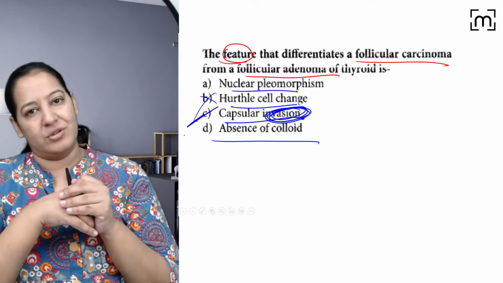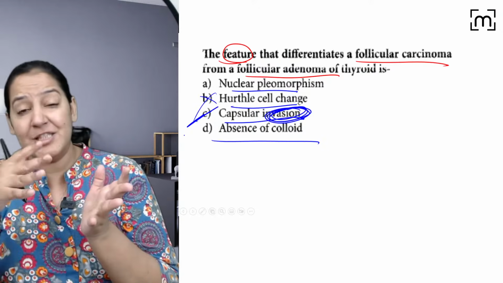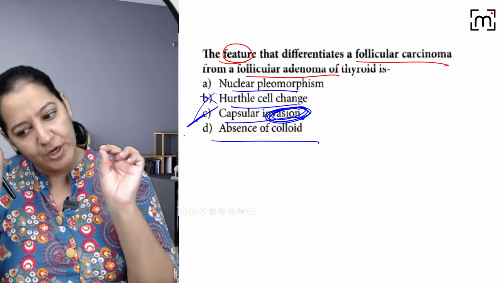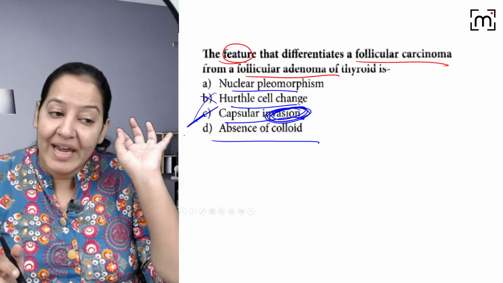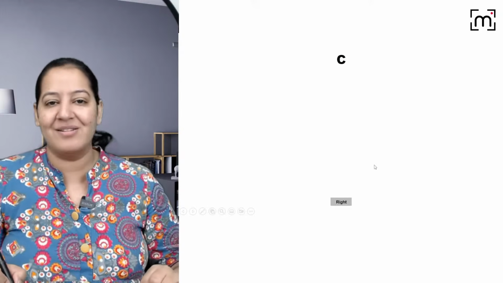Hurthle cell can occur in both. Adenoma also, carcinoma also. It is a variant. You cannot say it is peculiar for carcinoma only. Whatever follicular thing is there, it is present. It is only invasion. So the correct answer is C, not B. The correct answer is C.